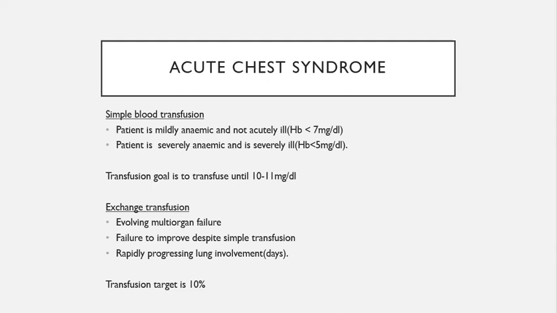So regarding the two types of transfusion, there's the simple transfusion, where a patient might be mildly anemic and not acutely ill with an HB of less than 7, or a patient might be severely anemic and severely ill with an HB of less than 5. Here, we use a simple blood transfusion, and our goal would be to transfuse to an HB of 10 to 11.